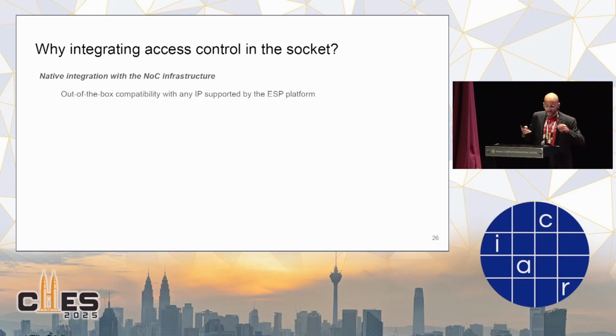So why should we integrate the access control socket between the two queues, between the tile and the network on chip? Well, in this way, we have a native integration with the network on chip such that we don't have to make any conversion of protocol, basically. So anything that is supported by ESP or the network on chip in which you want to deploy your access control system is supported by our system.